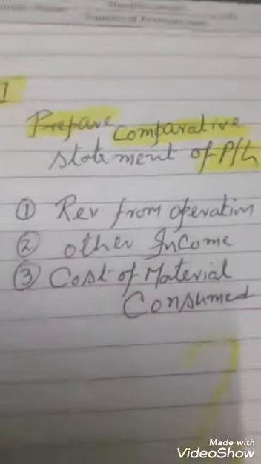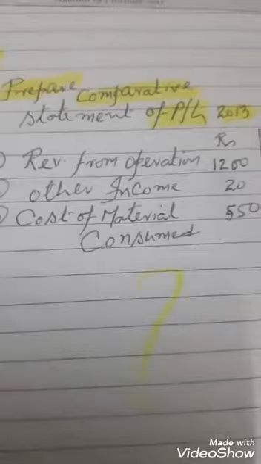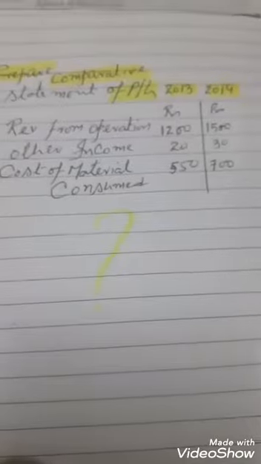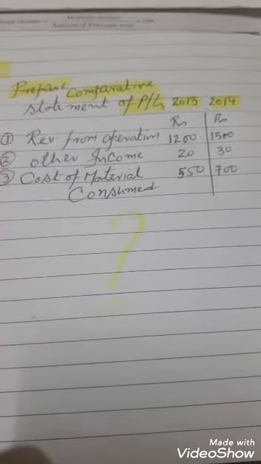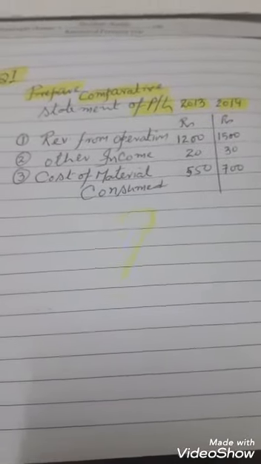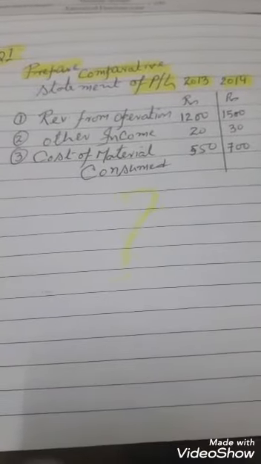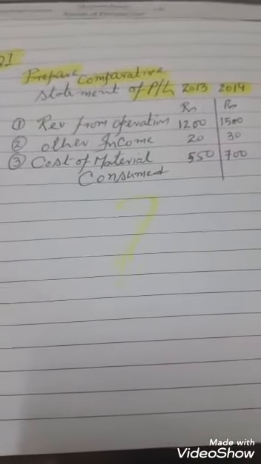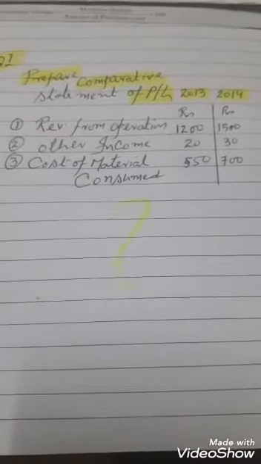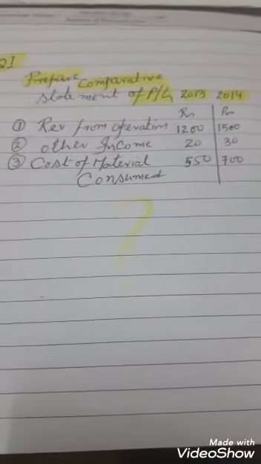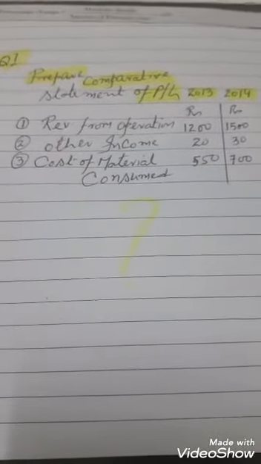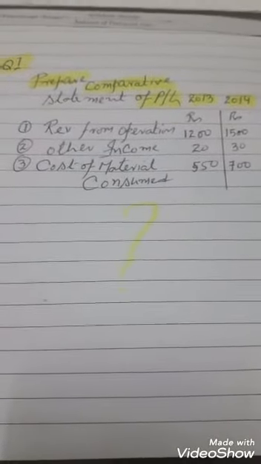Okay, now I am giving you one question. Prepare comparative statement of profit and loss account 2013 and 14. Yes, children, here you have to be very aware. In this question, previous year is given first and current year is given last. When you solve the question, you have to write down current year first, previous year next, then absolute change, and then change in percentage.